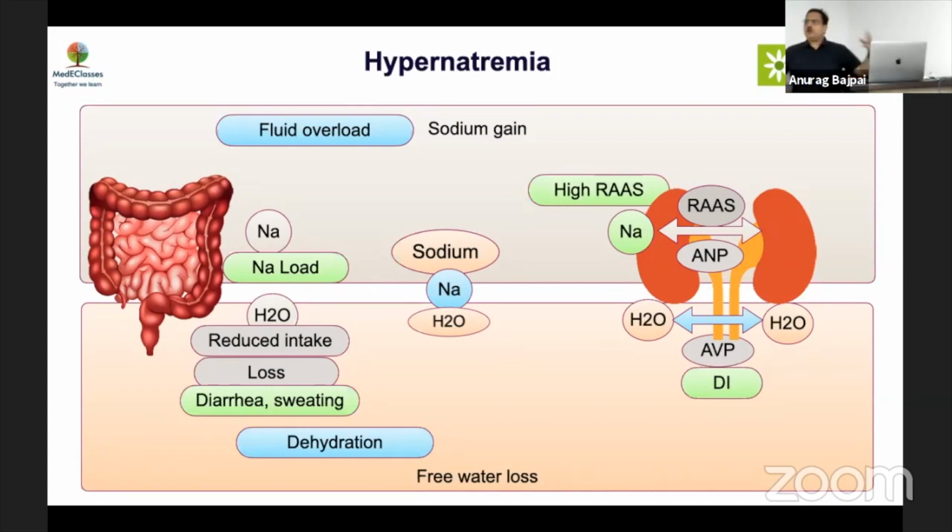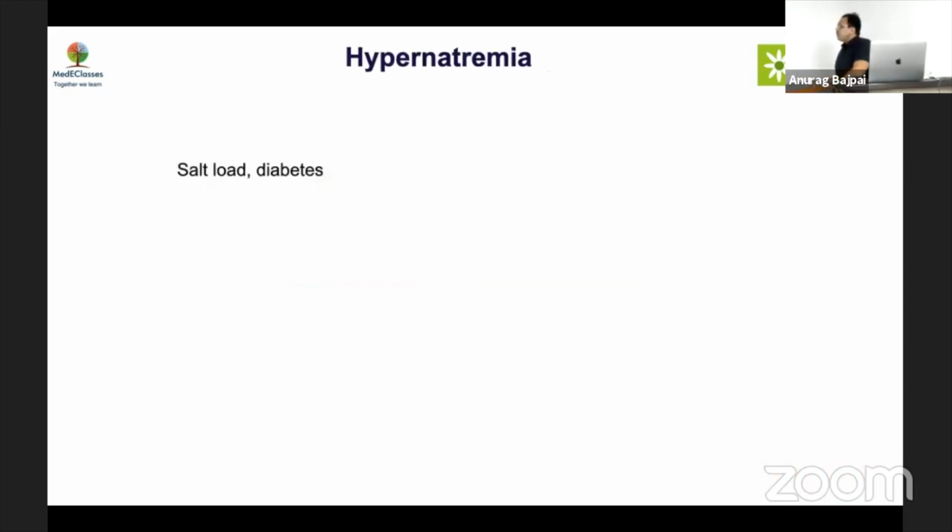So it may be appropriate or inappropriate. Anybody with hypokalemia will have RAS excess. Anybody with hyperkalemia, unless there is a kidney failure, will have a RAS deficiency. So if you simply think of a 2 by 2 table, AVP deficiency is always there when you talk about hypernatremia. AVP excess is always there when you talk about hyponatremia. Now this is a basic concept.